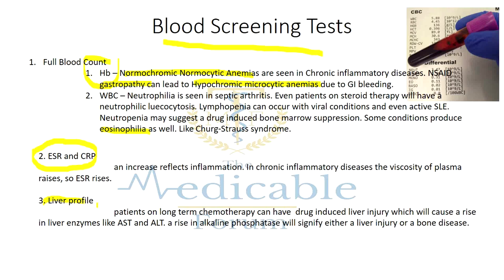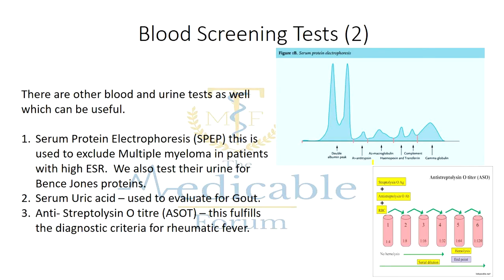What about the liver profile? Patients on long-term chemotherapy can have drug-induced liver injury. To exclude that and check your liver function, the liver profile is very important, especially getting enzyme levels like ASTs and ALTs. A single rise in alkaline phosphatase will, however, signify a bone disease, but together with AST and ALT and correlating the clinical picture, you can come to a conclusion of a liver injury. So always remember that investigations must be correlated with the clinical picture.